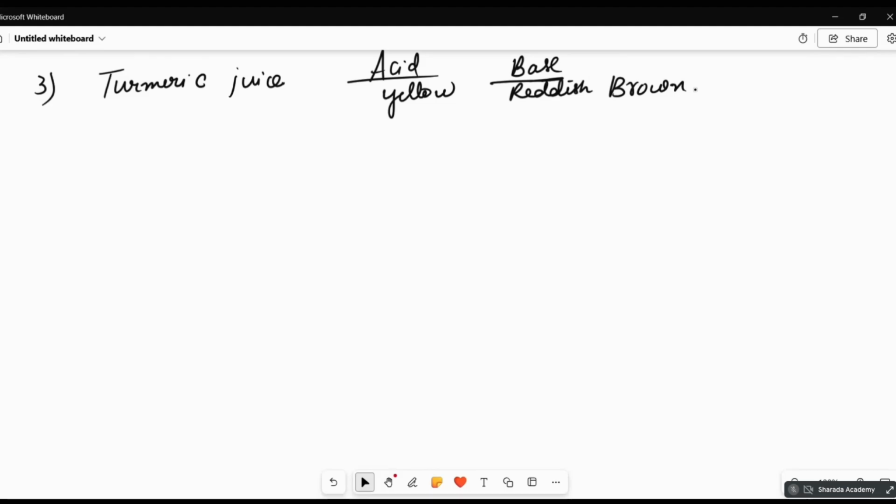Next comes the synthetic indicators. Write down this. When you consider synthetic indicators, we have phenolphthalein and methyl orange. Phenolphthalein is colorless in nature, but with the base, it changes to pink color. That color exactly depends on the pH value. It may be pink or purplish pink, depending on how strong the base is.